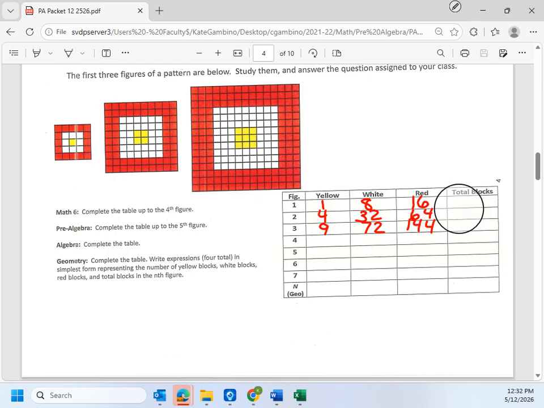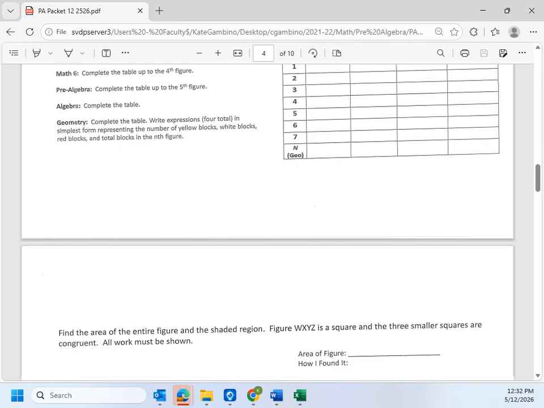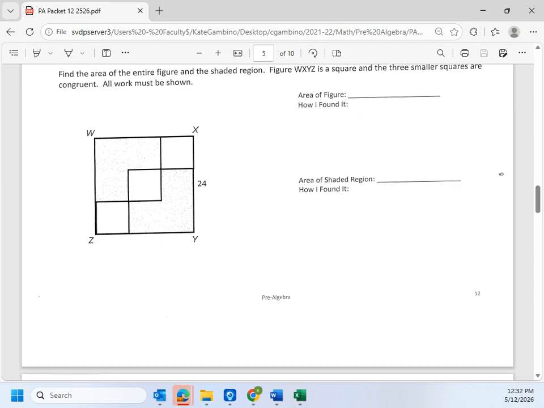Go up to that 50, so you just have 2 columns, or 2 rows to fill in. Then we have our figure, this full figure. It is a square, so we know one side is 24. We should be able to know the other side. Find that full figure, length times width.